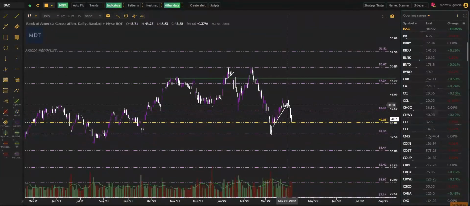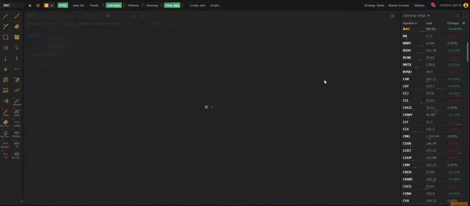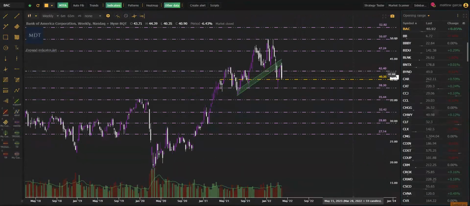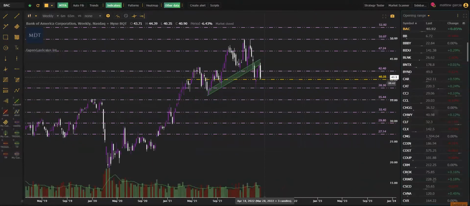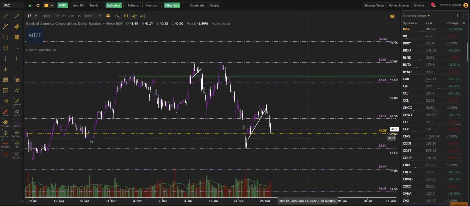Here's the daily, just a real clean breakdown. Didn't quite fill the gap down to 39.66, so something to keep your eyes on here. If banks continue to see weakness, I'll just continue to stab BAC here weekly. Beautiful breakdown, retest. Now we're looking for new lows for continuation. That one's pretty short and sweet here. The chart says it all.